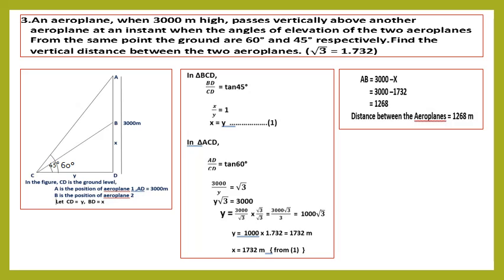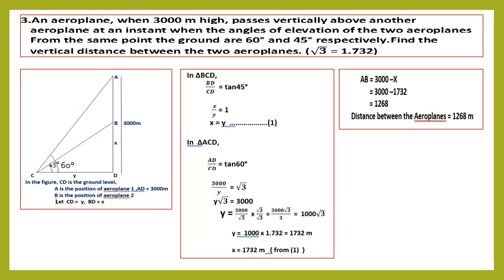The height BD is not given. Let it be X. BD is the height of the second flight. AD is the height of the first flight. The CD is not given. Let it be Y meters. So in the given figure, CD is the ground level. A is the position of aeroplane 1, that is AD is 3000 meters. B is the position of aeroplane 2. Let CD is equal to Y meters and BD is X meters. We need to find the distance between the two aeroplanes, that is AB.